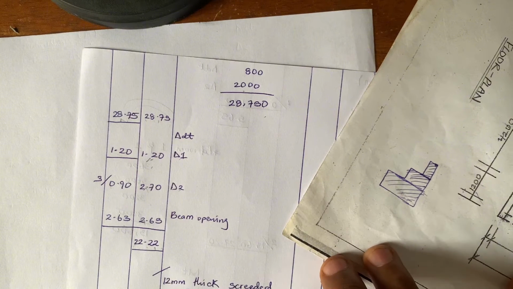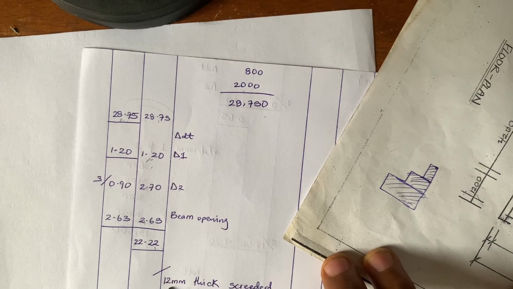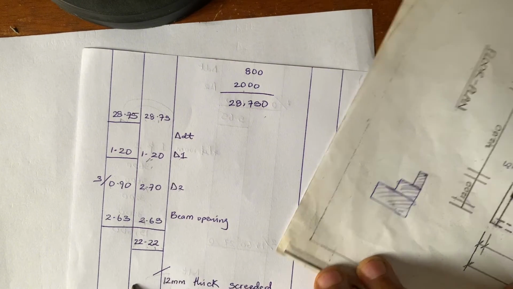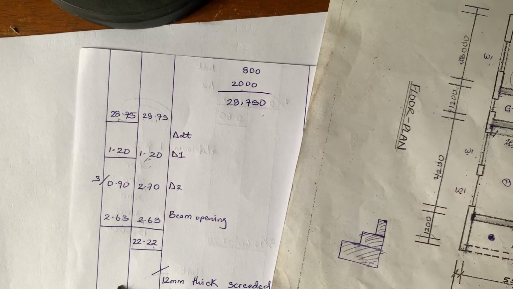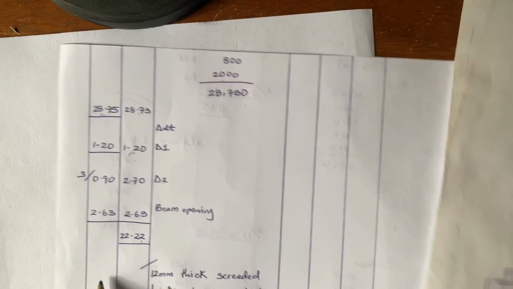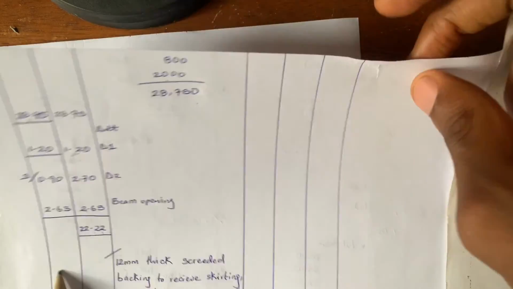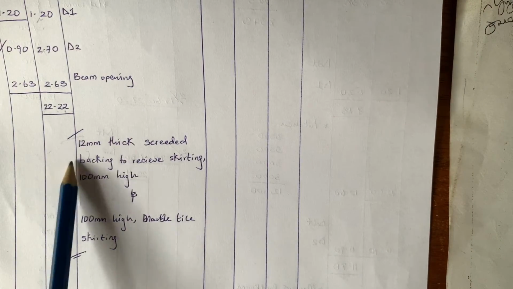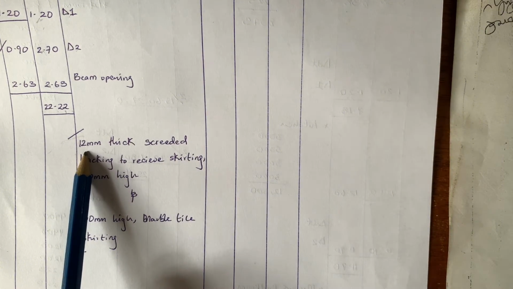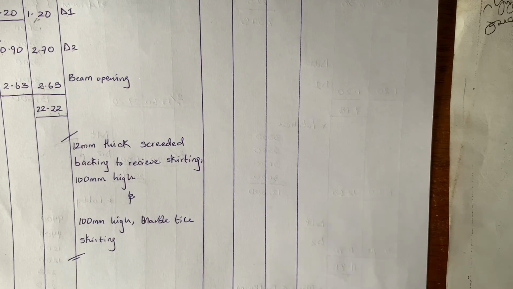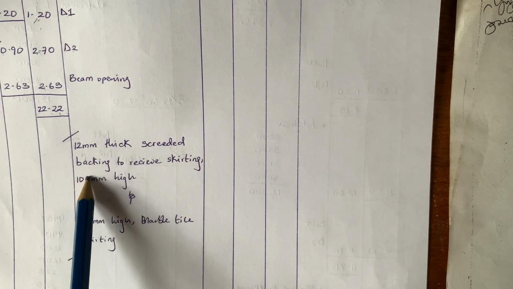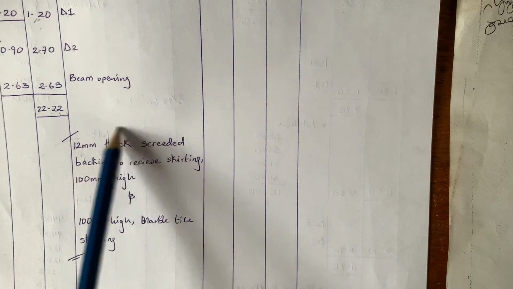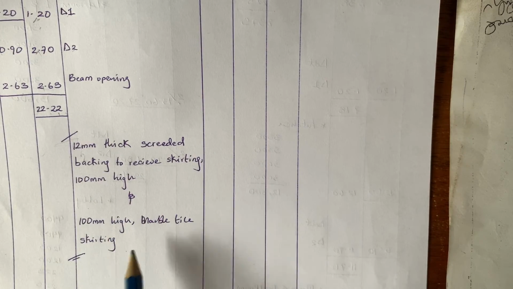Now describing, all you need to do is to describe the operation. As you know, in measurements you are just measuring the materials you're going to be needing for this plan. So to describe, you just need to state the description. Like I said, you have to screed before you place your skirting. The thickness of the screeding is 12 mm, which is backing. So you have to back before you place your skirting.